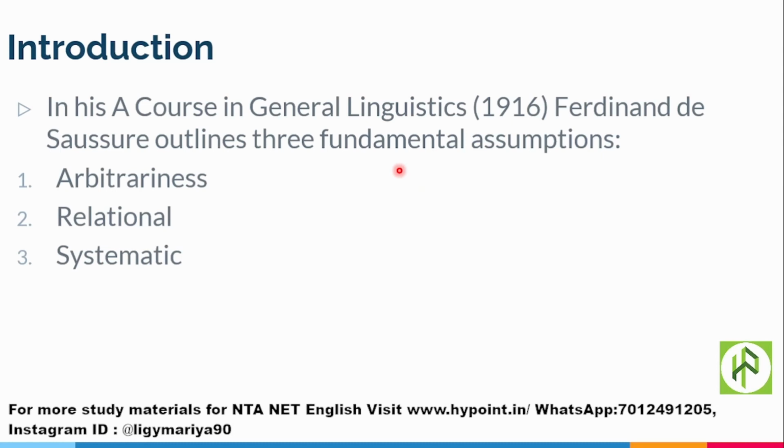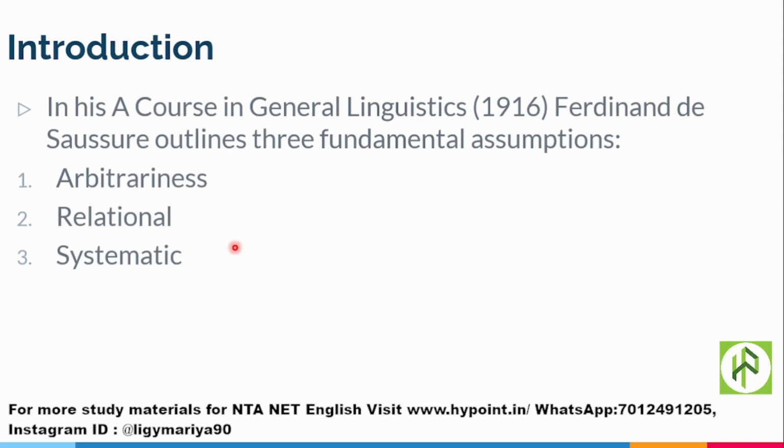He referred to language as a system of signs, and there are three major fundamental assumptions and features that he pointed out about signs and this system of signs, that is language. He said the characteristics of language are arbitrariness, relational and systematic. We'll look at that in detail.